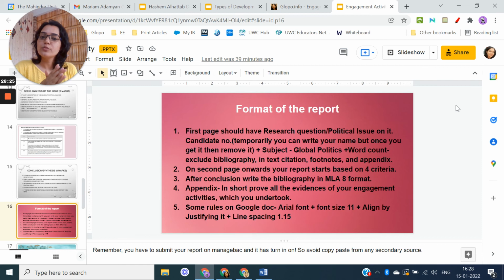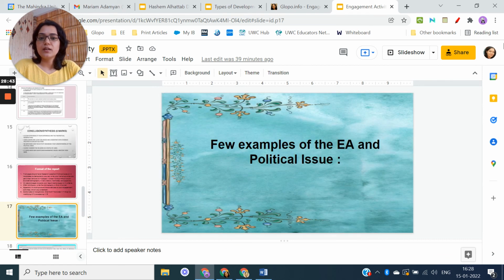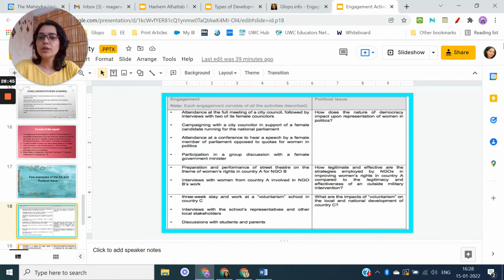Then some of the rules, if you are working on a Google Doc: Arial font size 11, align by justifying, line spacing 1.15. So these are some of the rules which I tell my students. Your teacher may ask you to do what fits in their school system. Okay, these are a few examples.